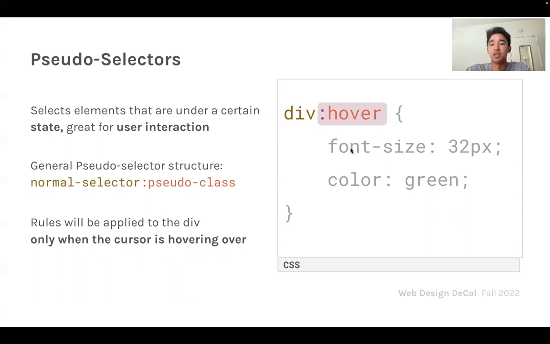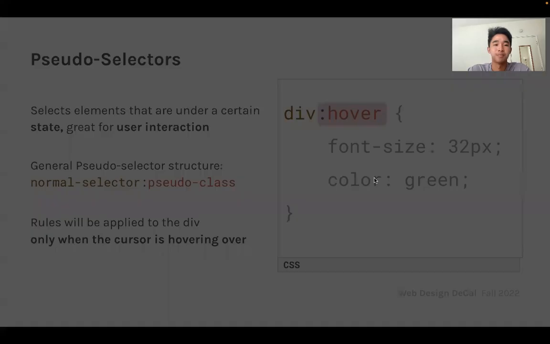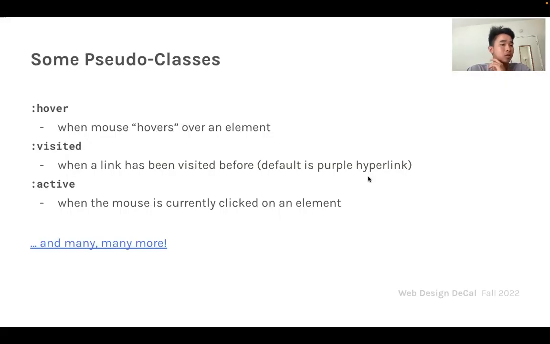And then this will basically change the font size to 32 pixels and the color to green when you're hovering over the div. And yeah, here are some other pseudo classes. We went over hover, and there's visited. If a link has been visited before, then you might want to change the purple hyperlink that you might have seen on Google to some other styling.